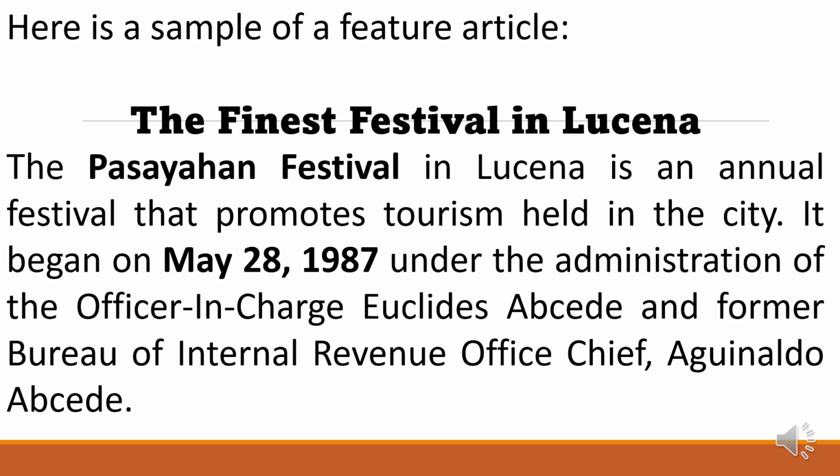Here is a sample of a feature article. The title is The Finest Festival in Lucena. The Pasayahan Festival in Lucena is an annual festival that promotes tourism held in the city. It began on May 28, 1987, under the administration of the officer in charge, Euclides Abside, and former Bureau of Internal Revenue Office Chief, Aguinaldo Abside.